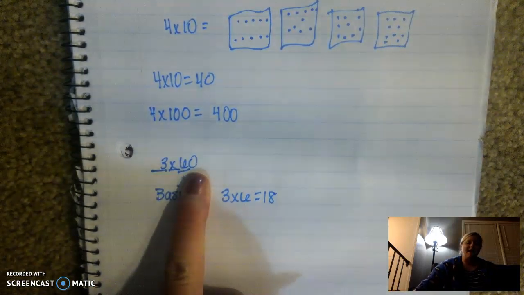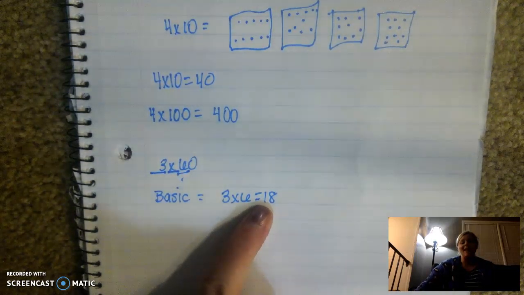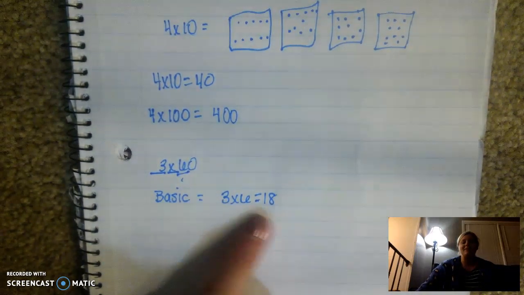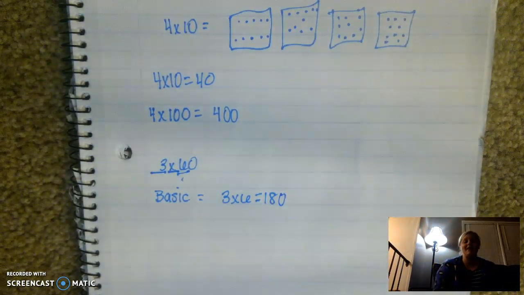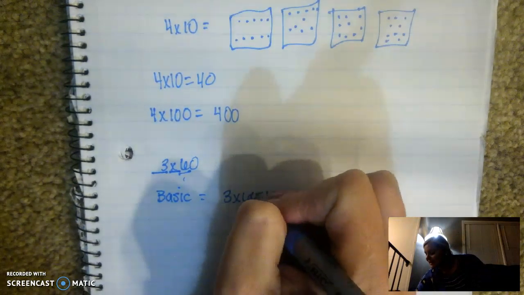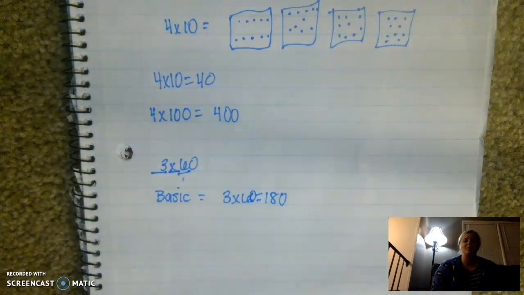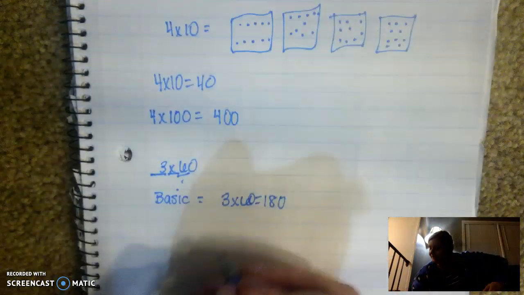How many zeros do I have? I have 1. When I have my 18, my basic 3 times 6, my 18 is going to have a 0 added at the end. So it is actually 3 times 60 equals 180.